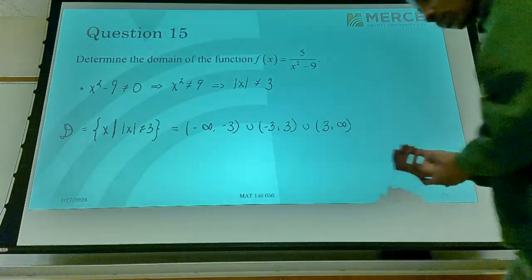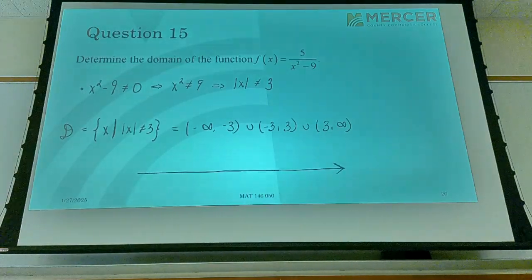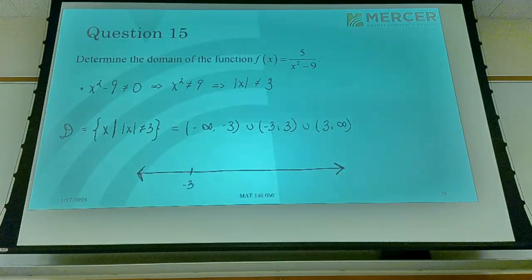So would I be wrong if I did negative infinity, comma negative 3, union 3, comma infinity? Yes, because that would exclude everything between negative 3 and positive 3. On a number line, you'd have to draw it this way: open holes, and then it's literally everything in between. Everything except for those 2 points. So that's why it's not really a gap, so to speak. It's just 2 single points being excluded.